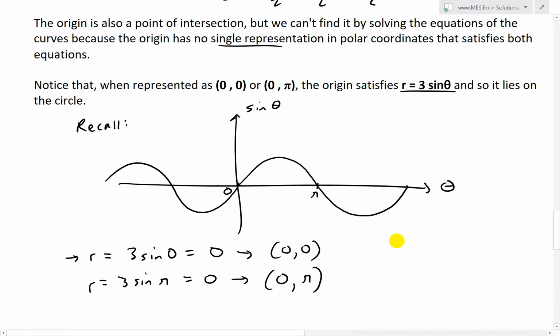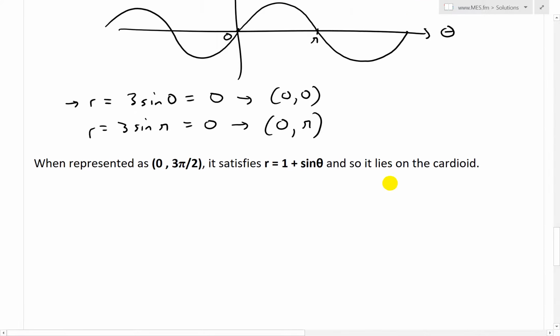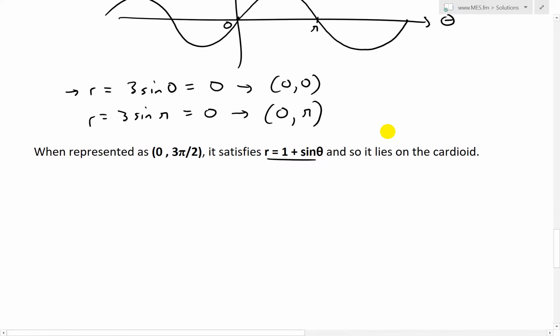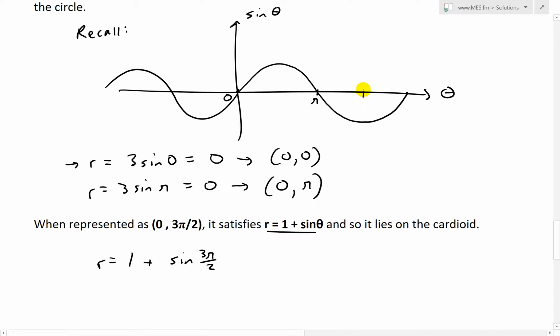So that point is on the circle, and when represented as (0, 3 pi over 2), it satisfies r equals 1 plus sine theta, and so it lies on the cardioid. Right here, r equals 1 plus sine 3 pi over 2. So let's look at that value. That value is right over here.